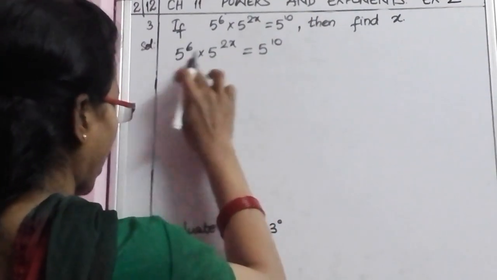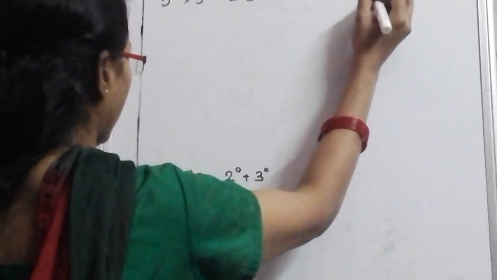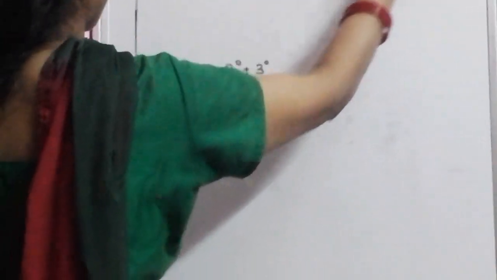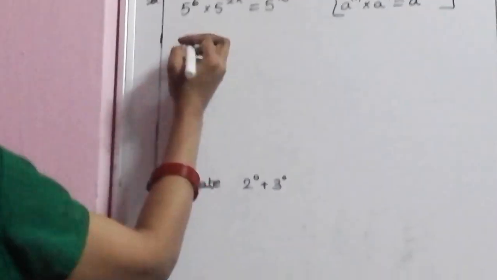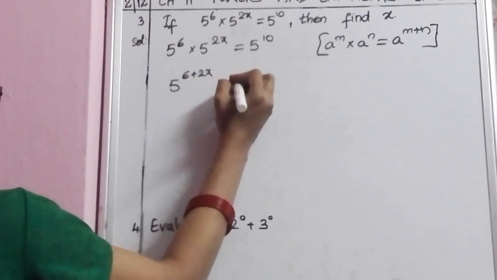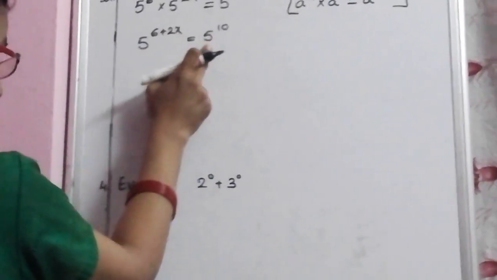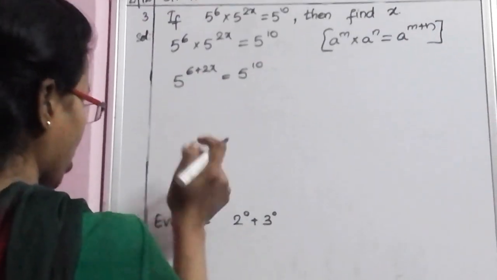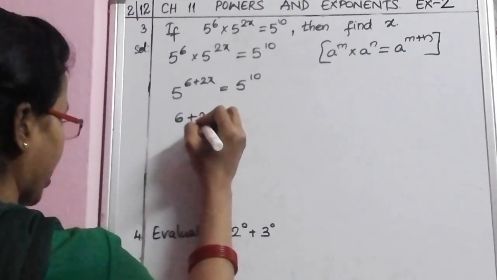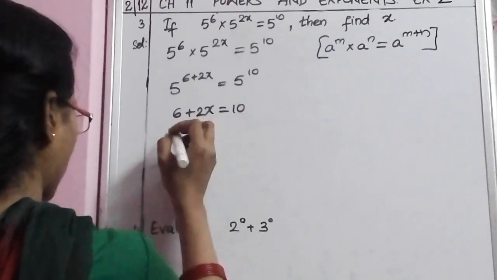So here you know that the base is same. So a to the power m into a to the power n is equal to a to the power m plus n. So this formula we are going to use here. So this is 5 to the power 6 plus 2x is equal to 5 to the power 10. So here the bases are equal. So the powers or the exponents also will be equal. 6 plus 2x is equal to 10.